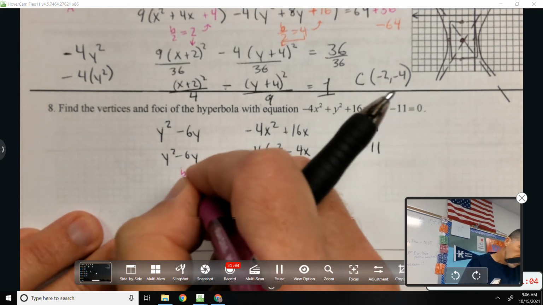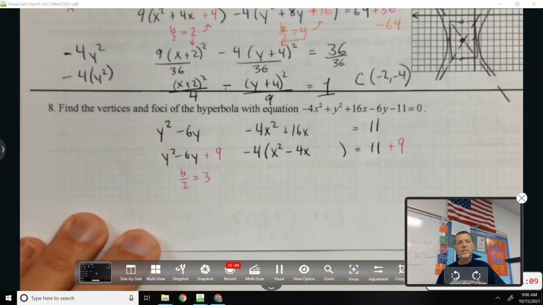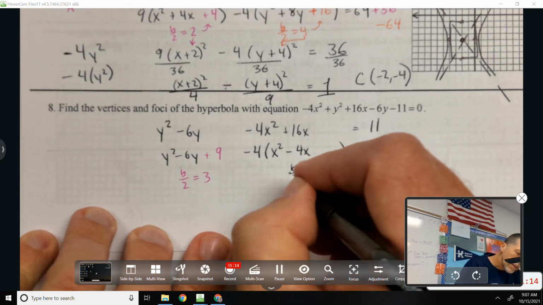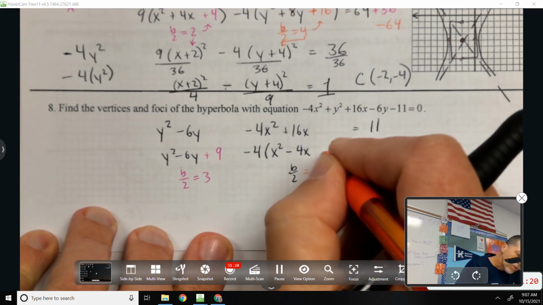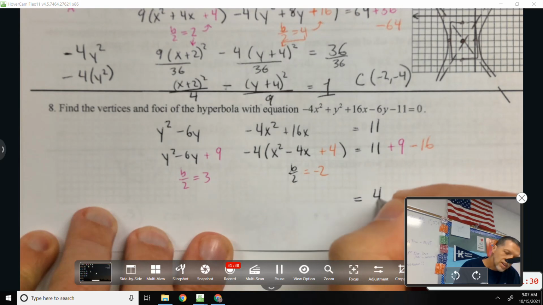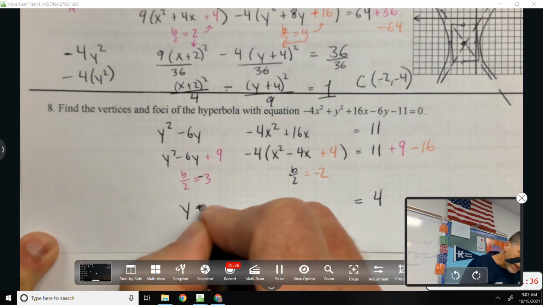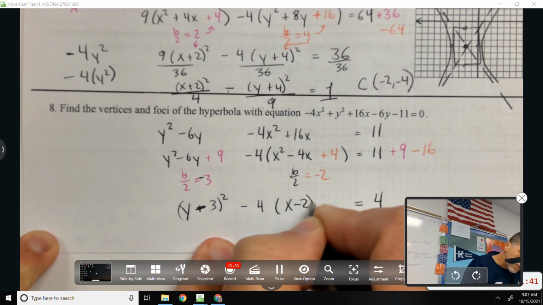B over 2 is 3. 3 squared is 9. I'm adding 9 to both sides. B over 2 is negative 2. Square it, I get plus 4, but what did I really just do? Minus 16. Whoops, that should be y minus 3 squared minus 4 times x minus 2 squared.